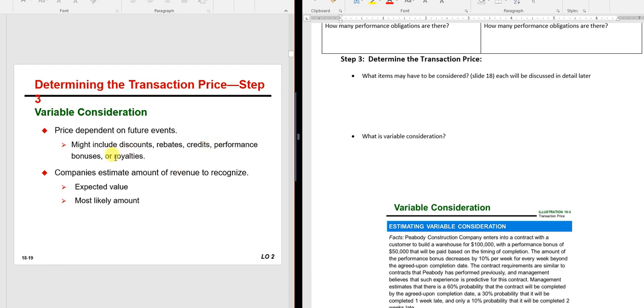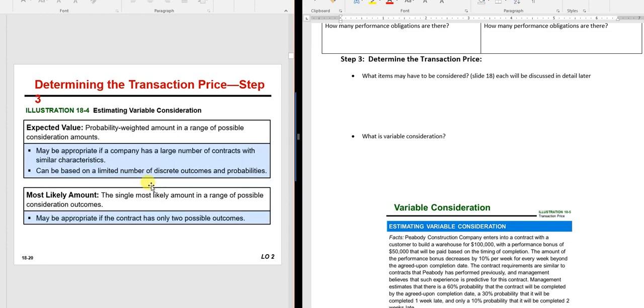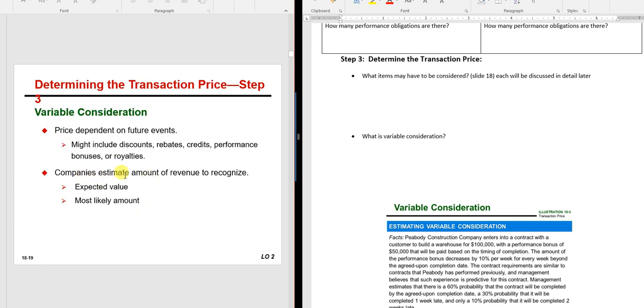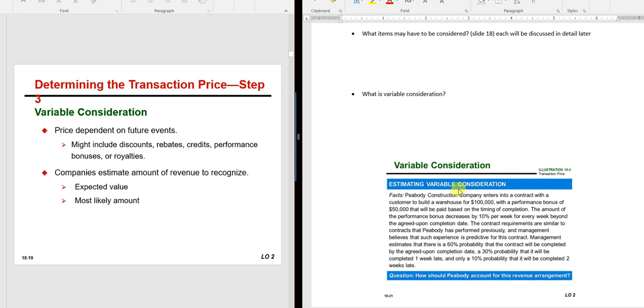Any royalties that I sell you an item, but I also get 10% of the sales revenue each year. What we use under this are two amounts, the expected value and the most likely amount that we're going to recognize as revenue.